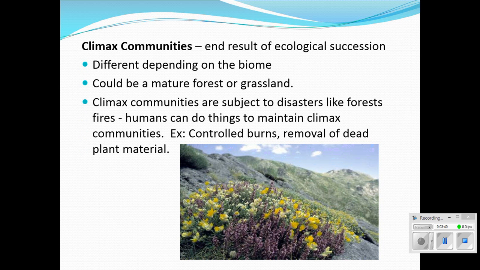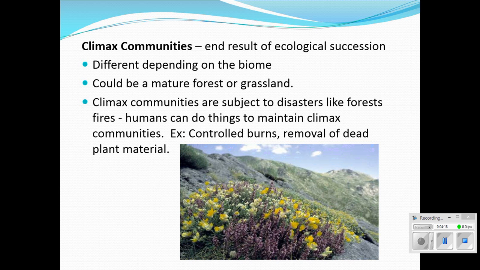And it's different depending on the biome. And if you remember what a biome is, biomes can be like a rainforest or the desert or a grassland, like a prairie. Or it could be a mature forest. Climax communities are subject to disasters like forest fires, and humans can do things to help maintain these climax communities so they don't get completely devastated. We can do controlled burns, which I'll talk about in a little bit, or we just go in and cut out all the dead materials, so the dead plant materials, so the new stuff can take over and grow and thrive.